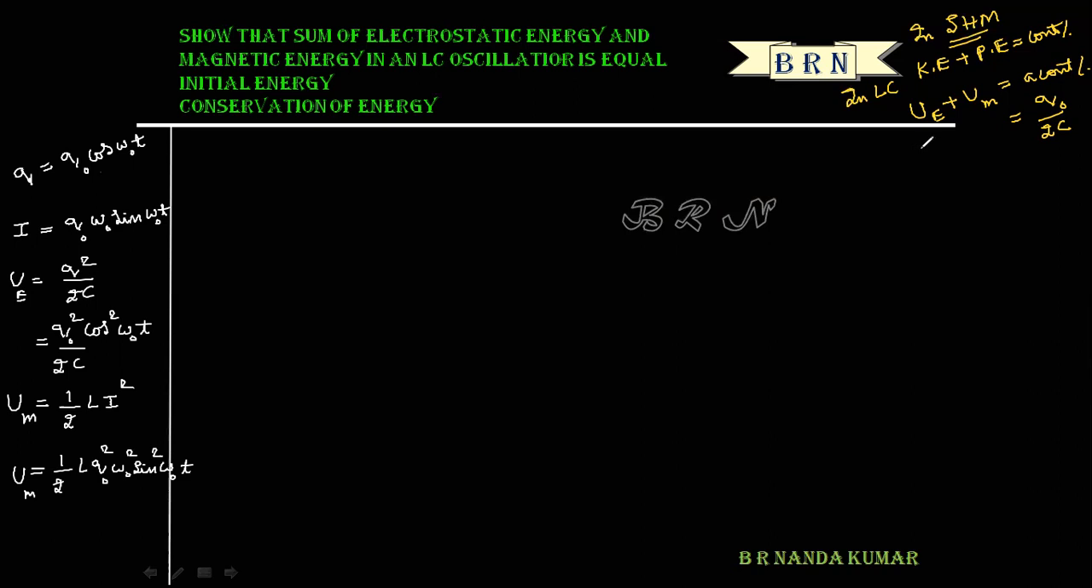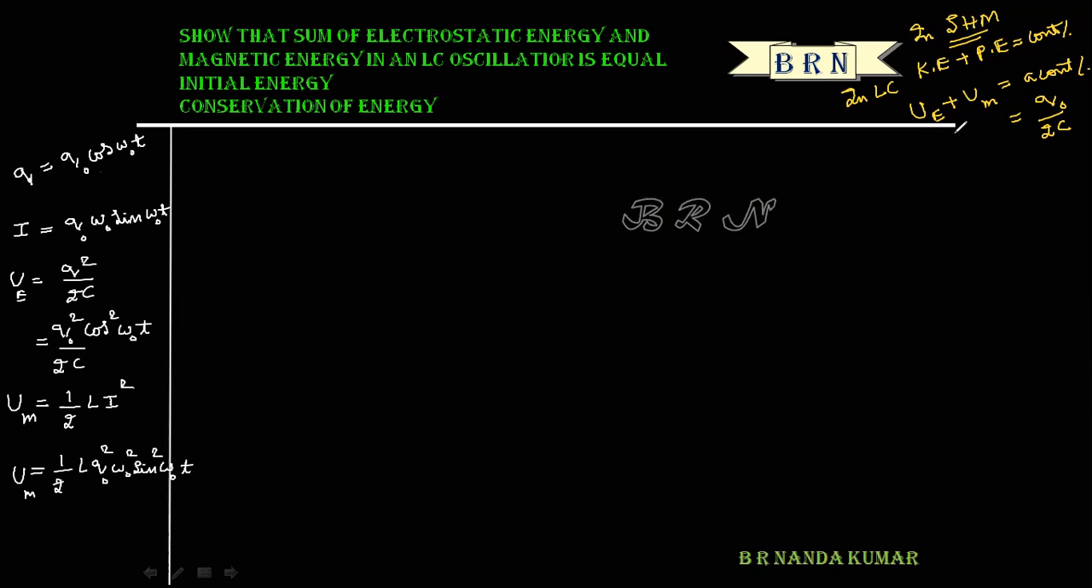Actually in an LC oscillator, as the time increases, what happens? The electrostatic potential energy is gradually converted into magnetic potential energy. So in the time interval t is equal to 0 to t is equal to T by 4, the electrostatic potential energy is converted into magnetic potential energy.